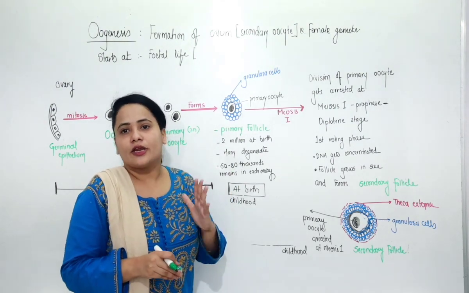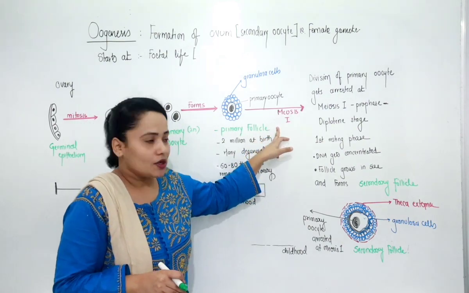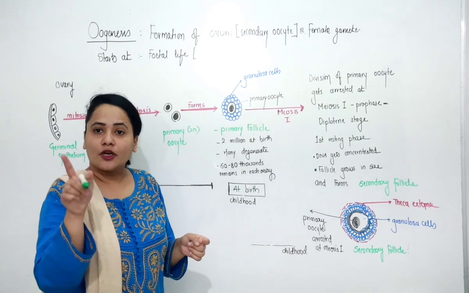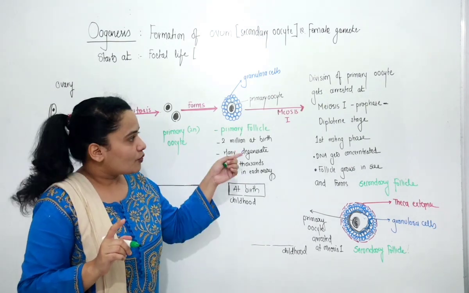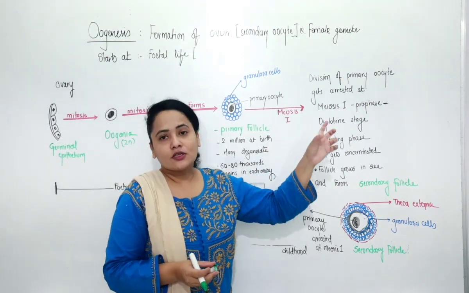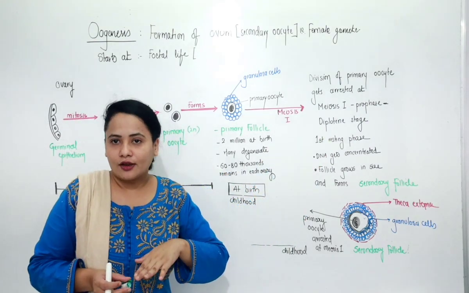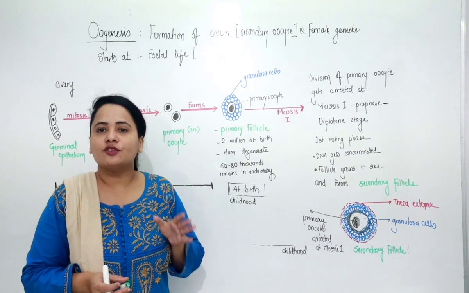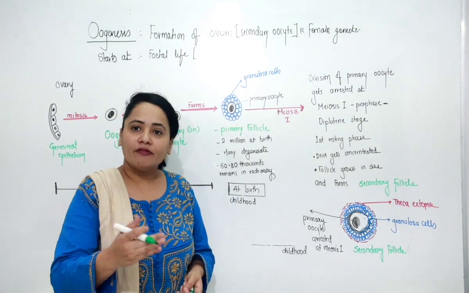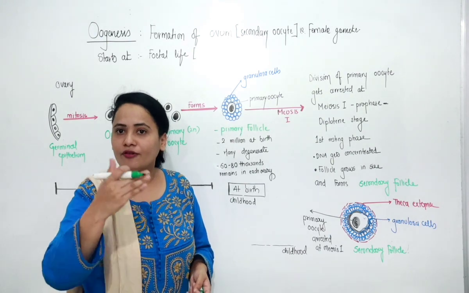And at what stage does this meiosis stop? Meiosis 1 stops at prophase. Okay. Prophase 1 at diplotene. Remember this. So at the diplotene stage of the prophase of meiosis 1, what happens? The primary follicle gets arrested. It does not divide further.